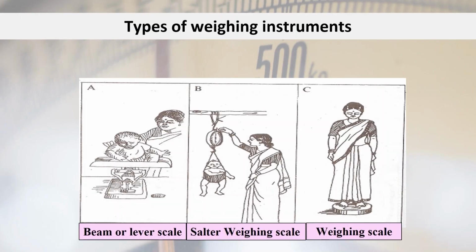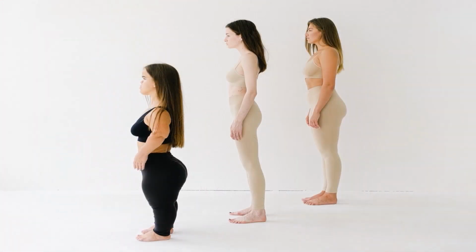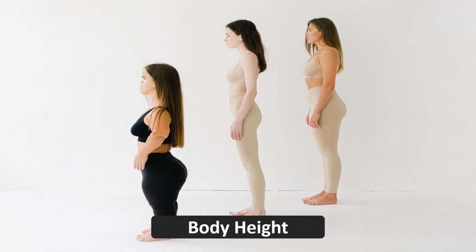There can be different weighing instruments. You may have seen the beam or the lever scale in the hospitals, clinics. You may have seen that in the government programs. There we use the Salter weighing scales, or at home you may be using the bathroom scales or the digital weighing scales available. You can use them, standardize them and use them for taking the body weight. Let us look at height as the second anthropometric measurement.